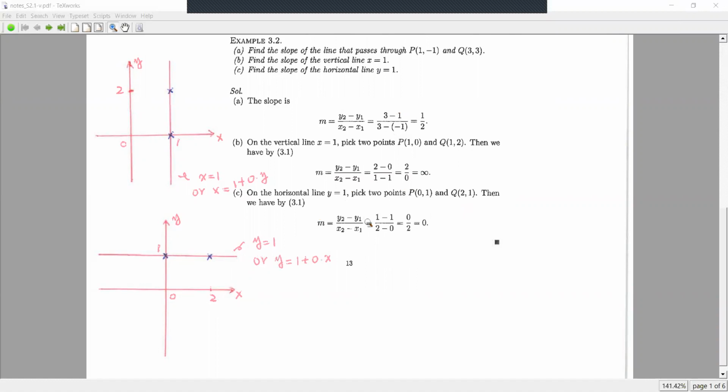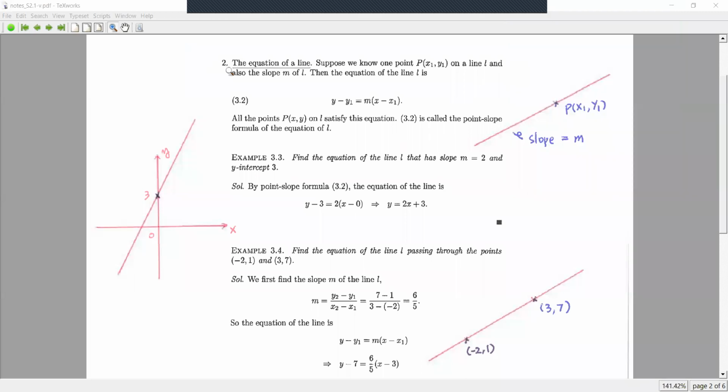Then by the slope formula, y2 minus y1 over x2 minus x1, it is 1 minus 1, right? 1 minus 1, then over x2 minus x1, which is 2 minus 0. So we get 0 over 2. It is 0. Therefore, the slope of this horizontal line is 0.